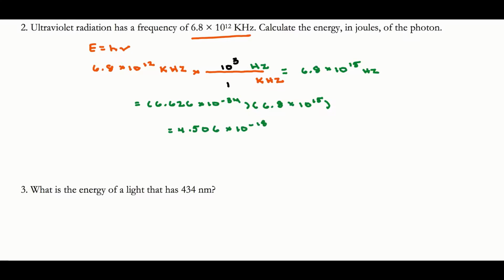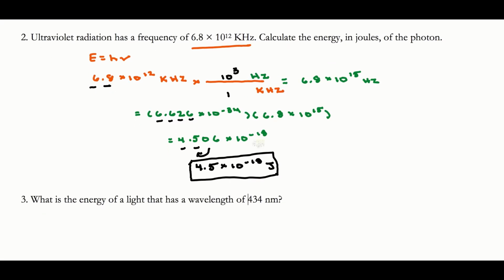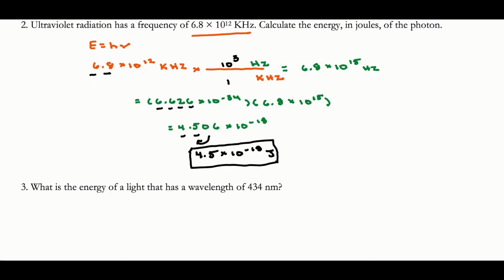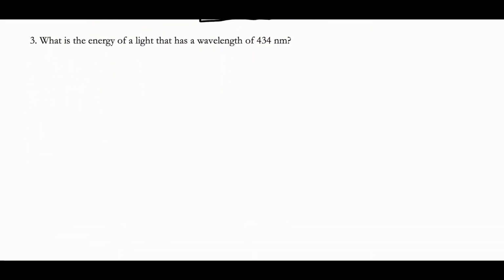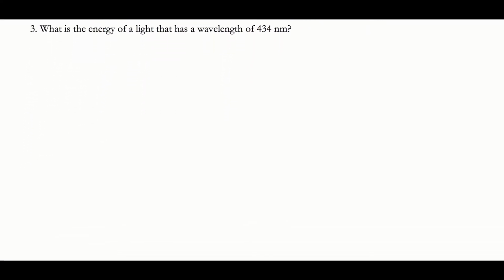Now I need to round. Keep in mind, 6.8 has 2 sig figs. 6.626 has 4, so I'm going to want 2 significant figures. So this is going to round to 4.5 times 10 to the -18. And since it's energy, my units are going to be in joules. All right, let's look at the next problem. It says, what is the energy of a light that has a wavelength of 434 nanometers?